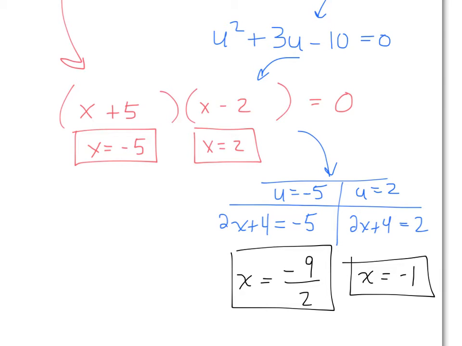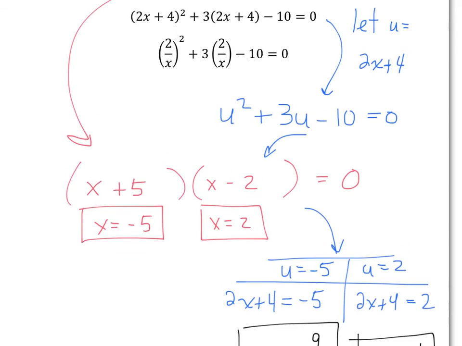All right, so again, look at the difference. The answers a minute ago were -5 and 2, but now suddenly, because we recognize that it's not x that's squared, but the quantity 2x plus 4, our answer is not x equals something or x equals something, it's 2x plus 4 equals something.